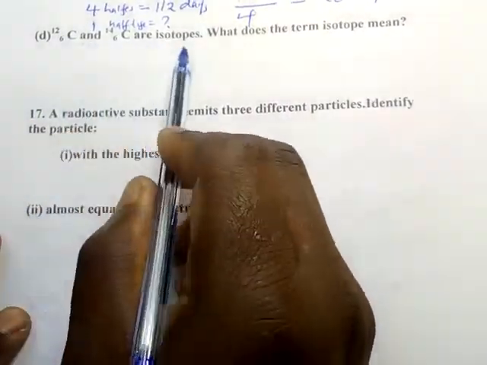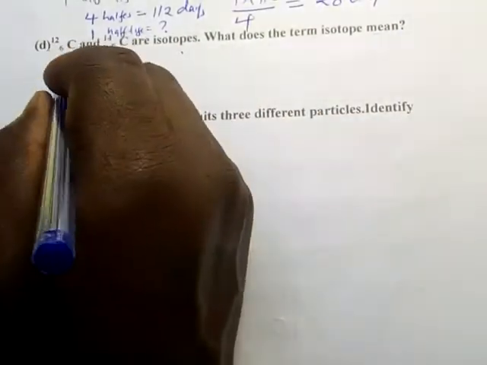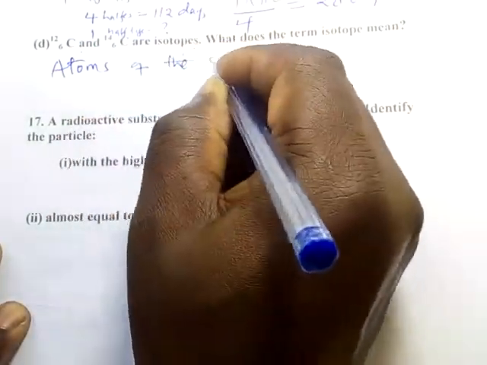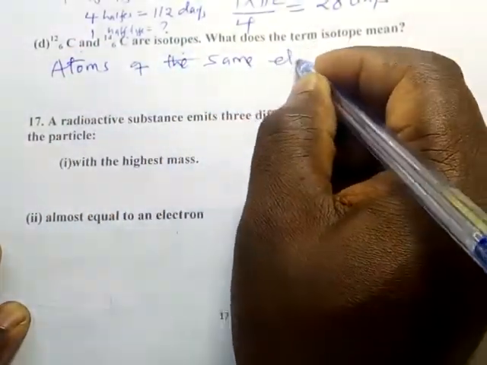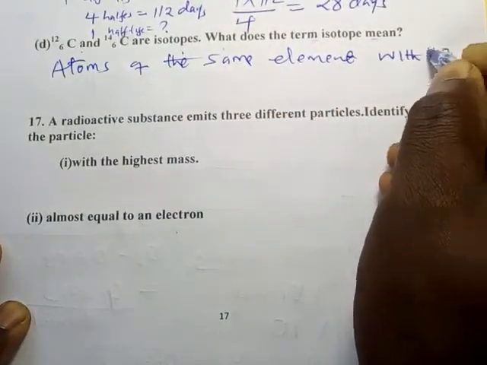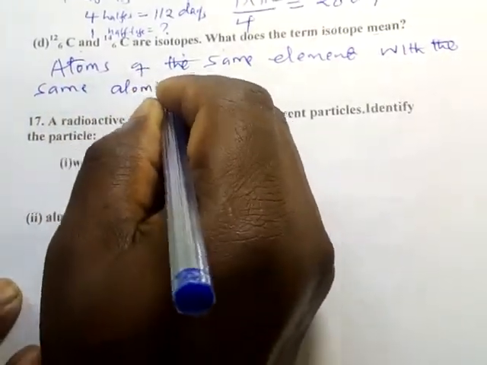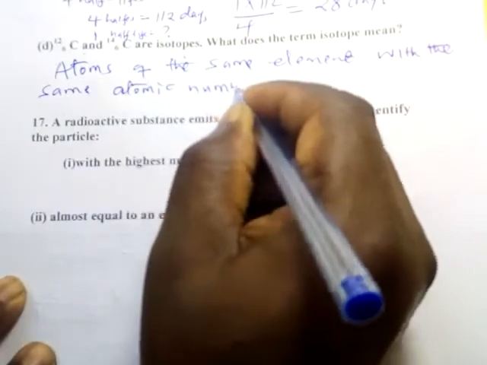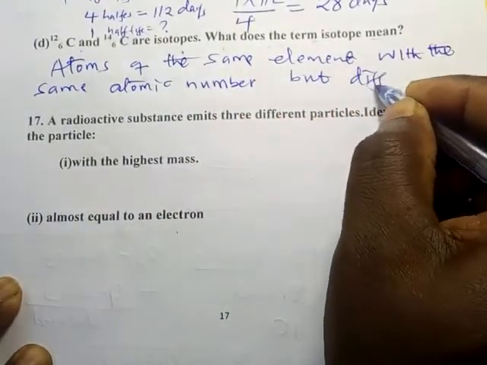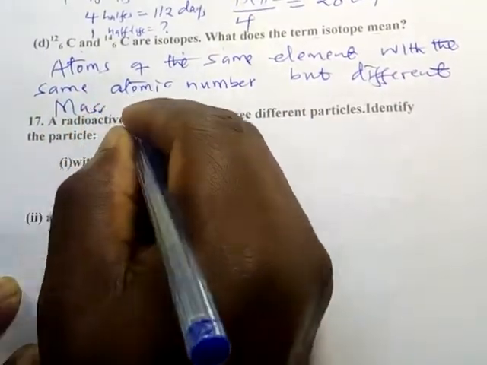These and these are isotopes. What does the term isotope mean? You should know that these are atoms. Isotopes are atoms of the same element with the same atomic number, but different mass number.